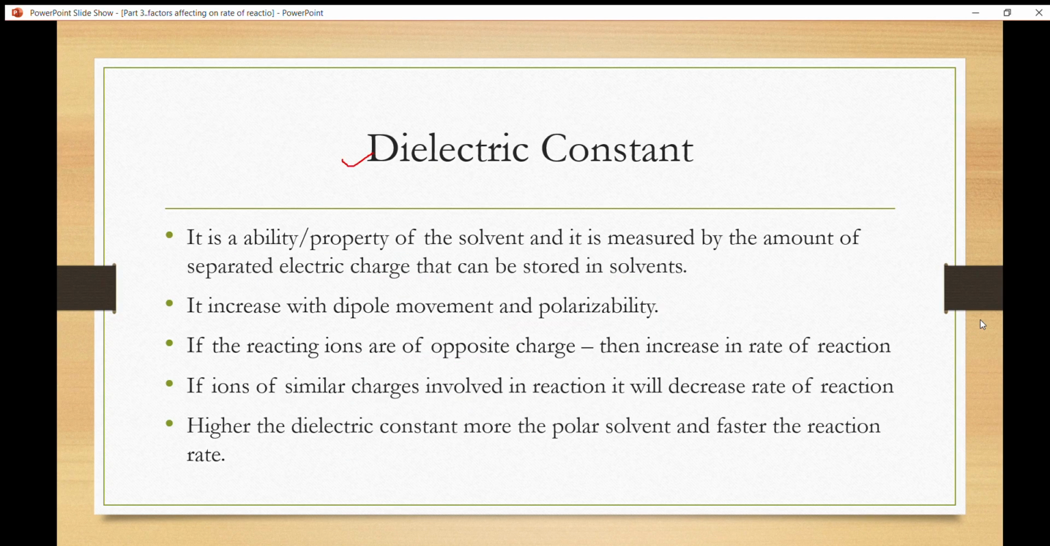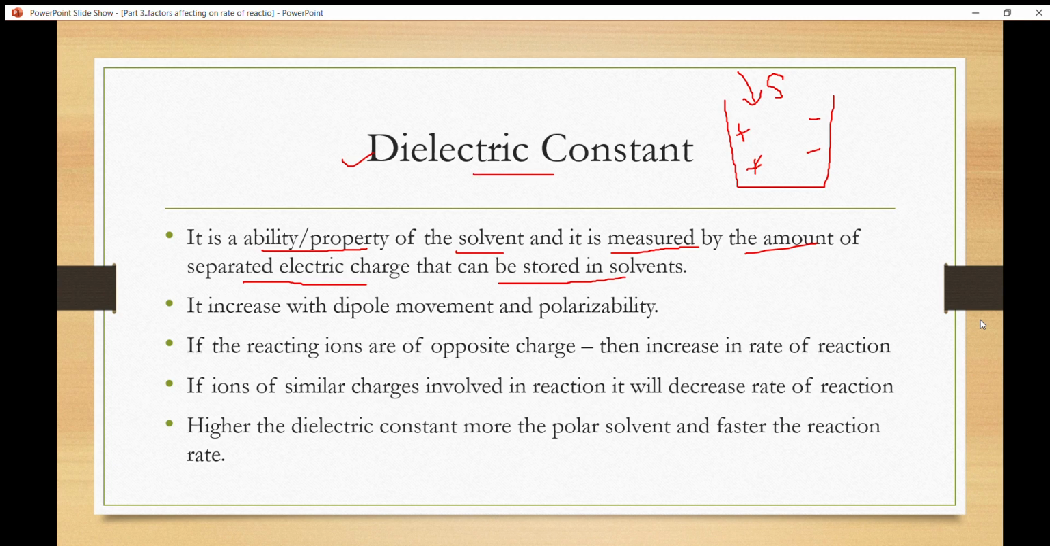The next factor is the dielectric constant. It is the ability or property of a solvent, measured by the amount of separated electric charge that can be stored in the solvent. Suppose this is a beaker, and in this beaker we take the solvent. That solvent has the ability to separate the two charges of a solute, that is positive and negative charges. That ability or property of the solvent is known as the dielectric constant.